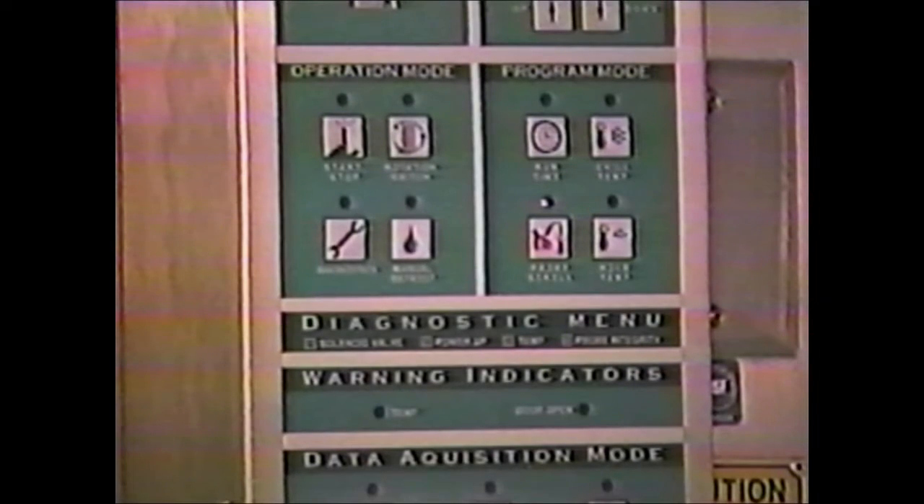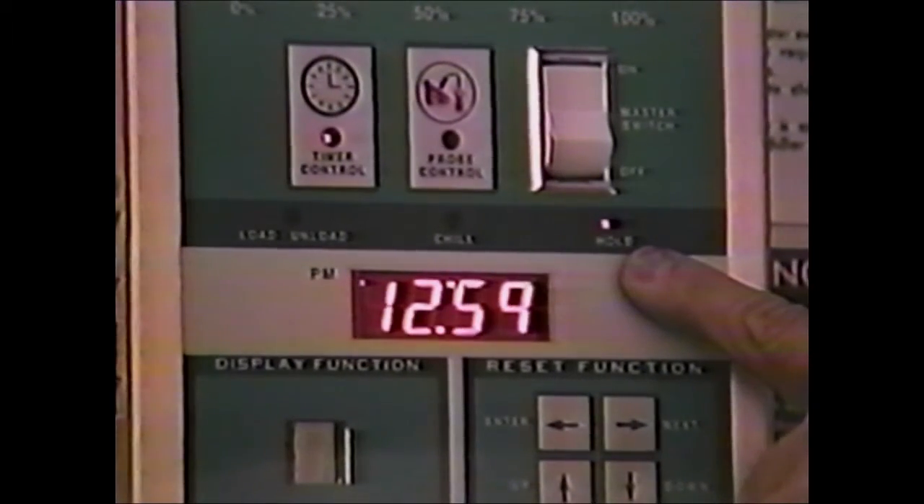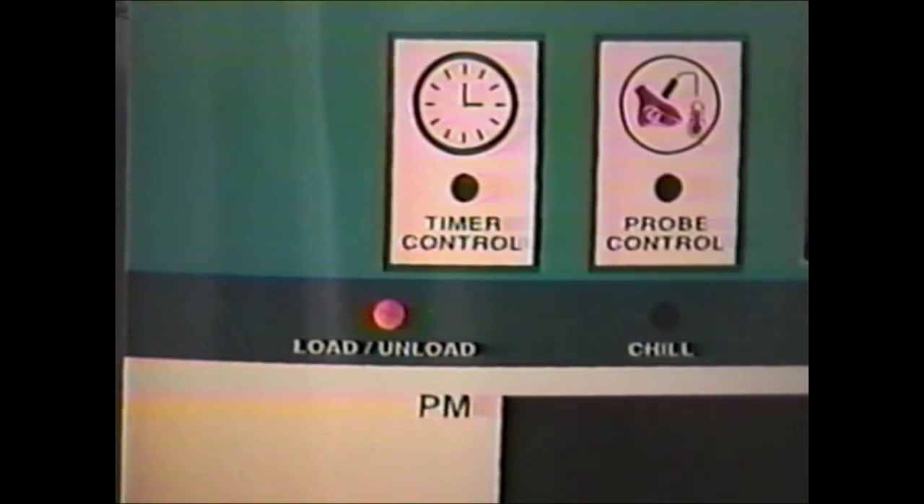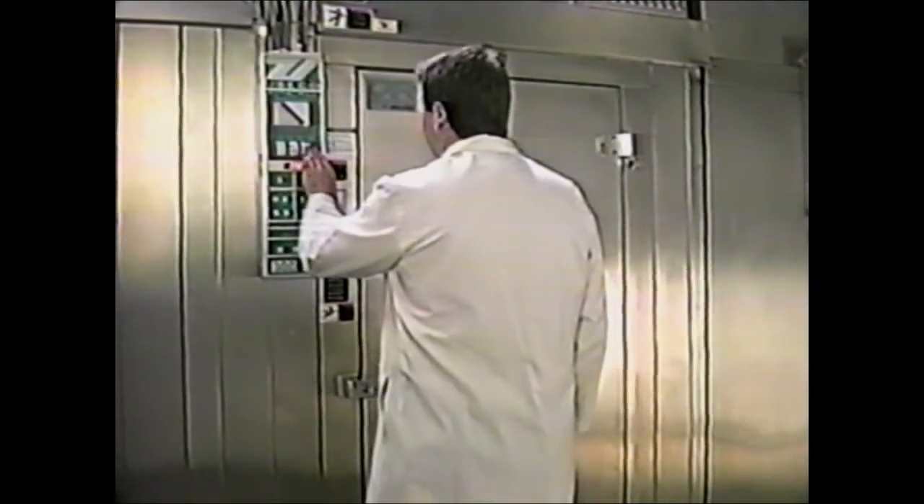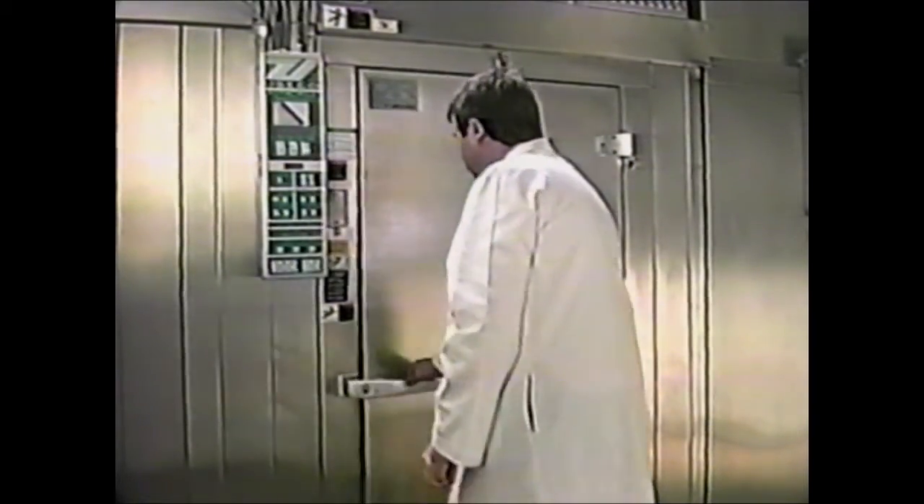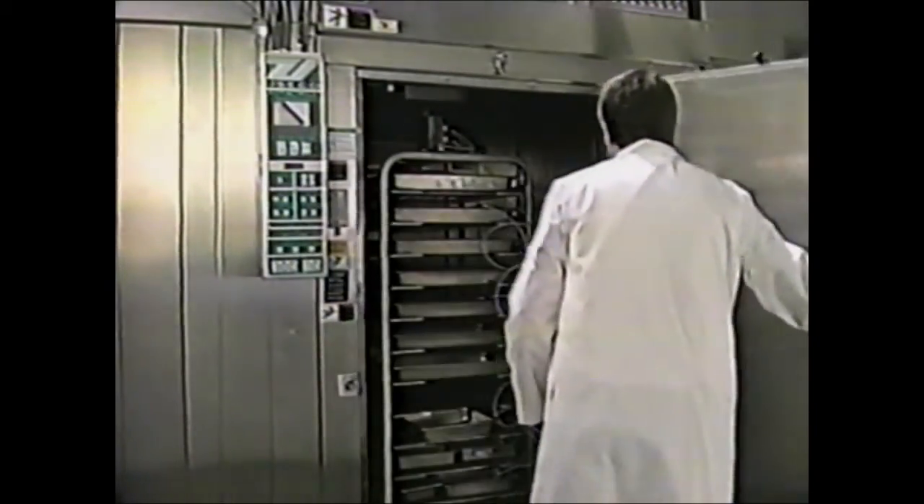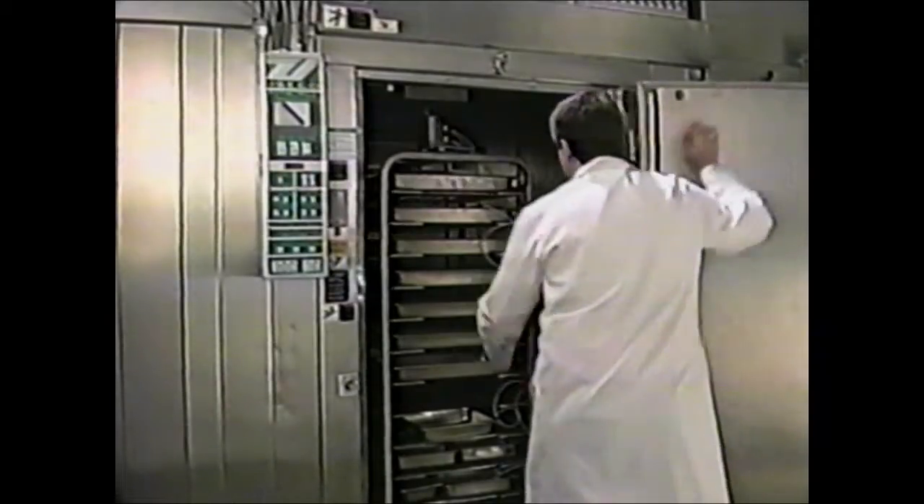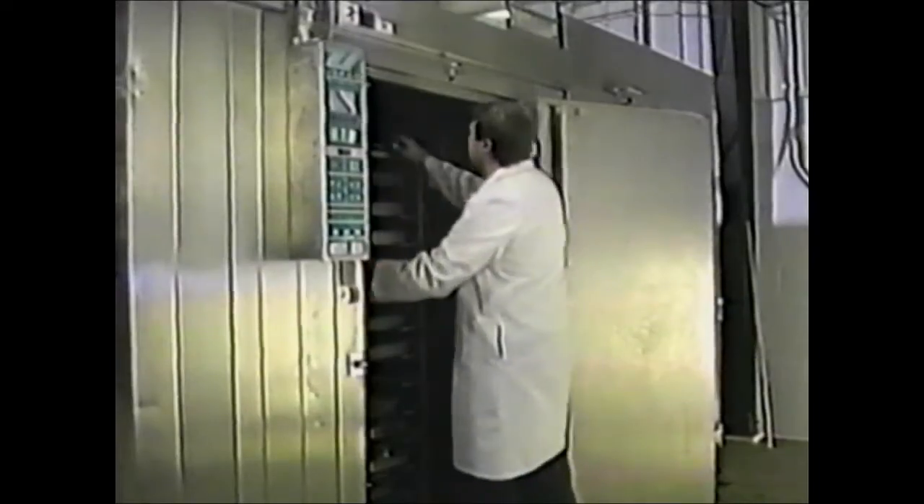At the end of the chill cycle, the alarm will sound, and the hold lamp will be lit. Wait for the load-unload lamp to light. Then the master switch can be turned off, in the down position. Open the door, remove the food probes, open the rack latch mechanism, and remove the rack from the blast chiller. The chill cycle is complete.